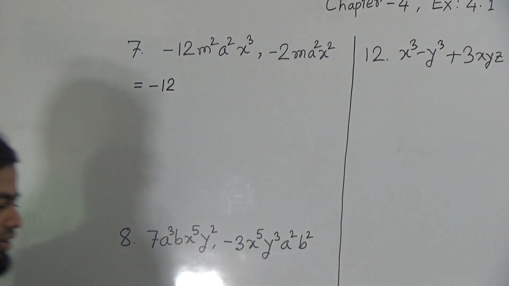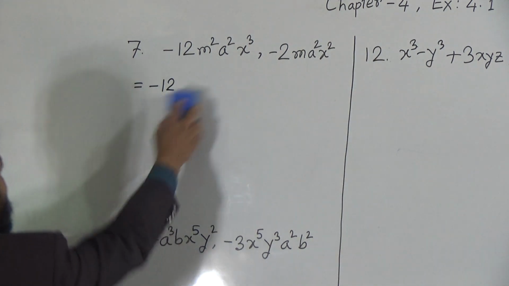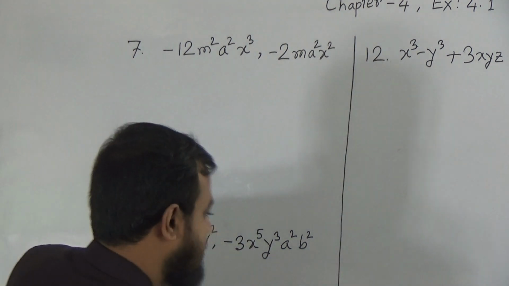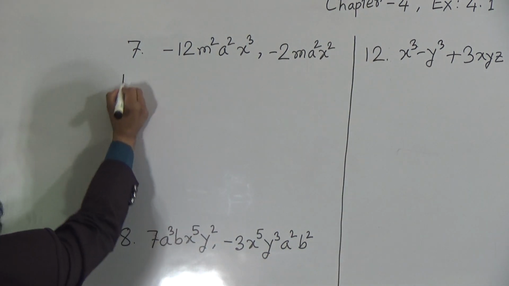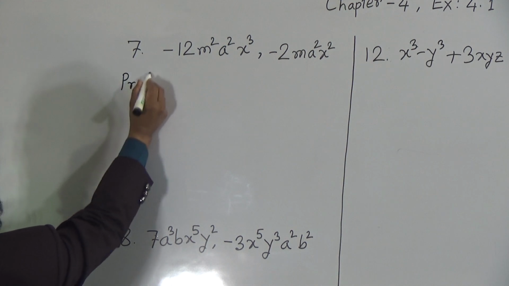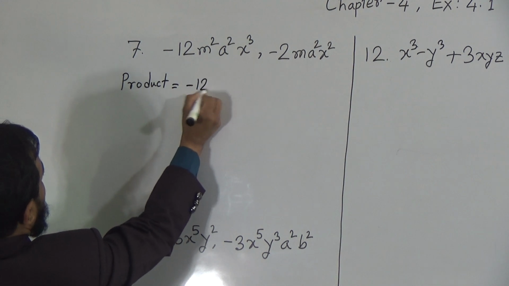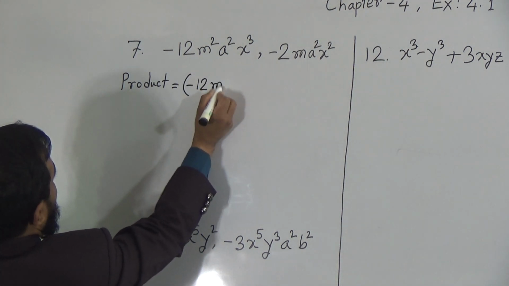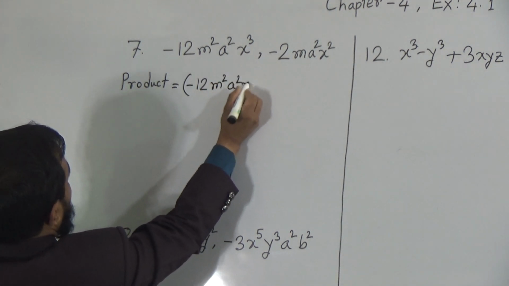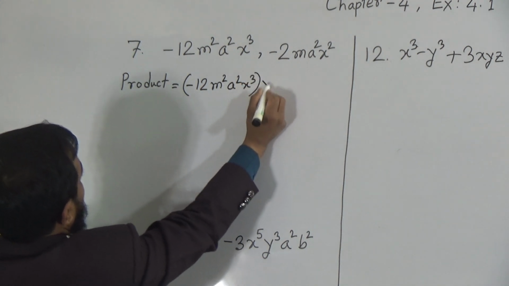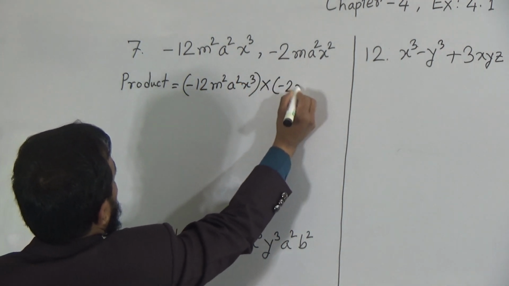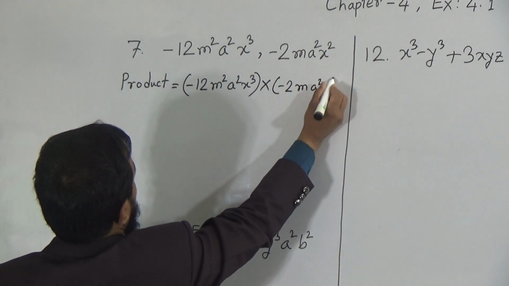First of all we need to write down the product. Solution: product equals minus 12 m square a square x cube multiplied with minus 2 m a square x square.